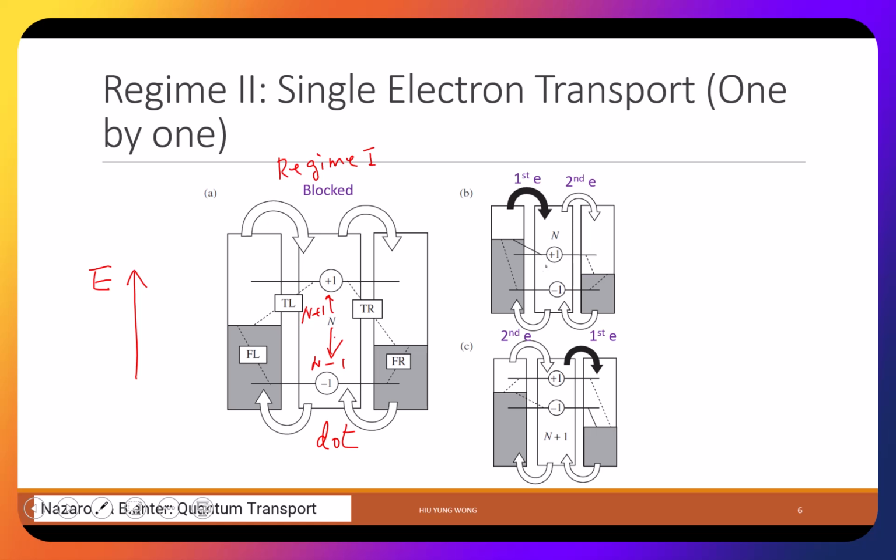Okay, so now let's look at a regime where we can have single electron transport. Look at B. First of all, do we have transport from left? Is it possible? Of course, right? Because I do have an electron that has a higher energy than the N+1 state. You start with N. If you tunnel in, it becomes N+1. If you remove it, it becomes N-1.